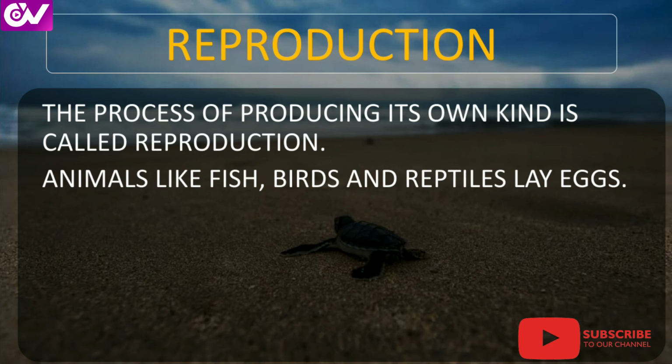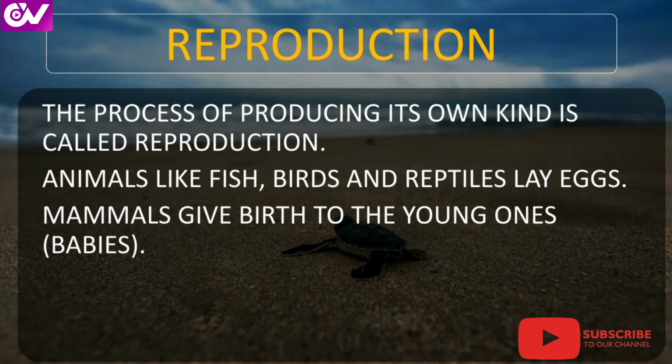Animals like fish, birds and reptiles lay eggs. For example, you can see a lizard. A lizard is a kind of reptile. It lays eggs. When the eggs break, a small baby lizard comes outside. So it reproduces through eggs.